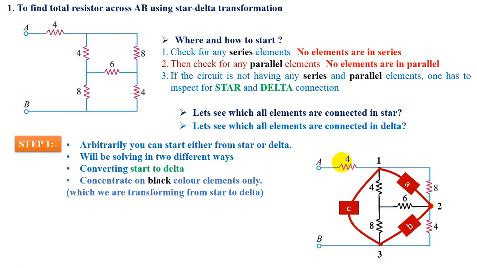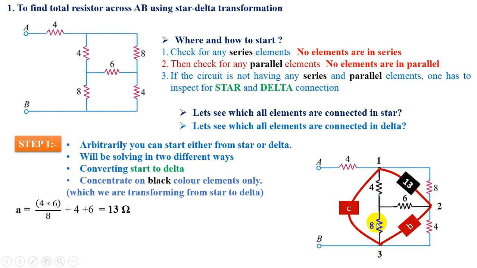I'll again repeat here. The ends of A are connected between 1 and 2. Between 1 and 2, the black elements are 4 and 6. So the formula for A would be 4 into 6 divided by 8 plus 4 plus 6. So A is equal to 4 into 6 divided by 8 plus 4 plus 6, and the answer is 13.